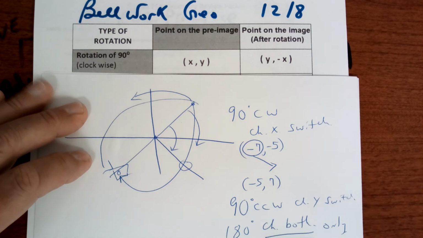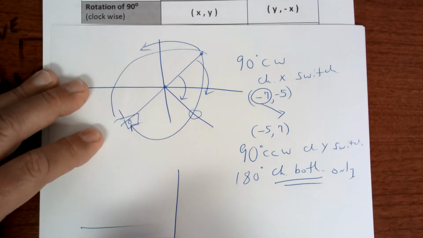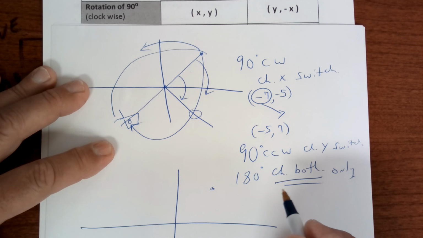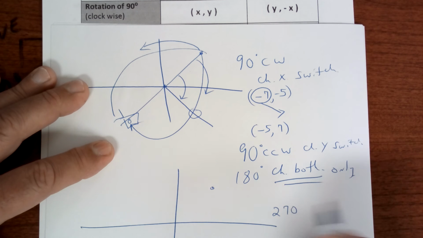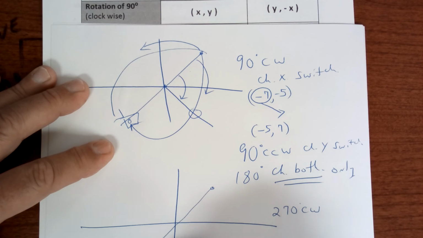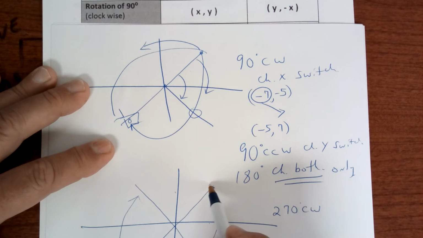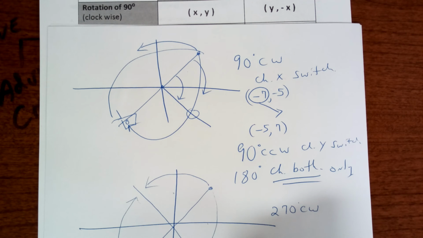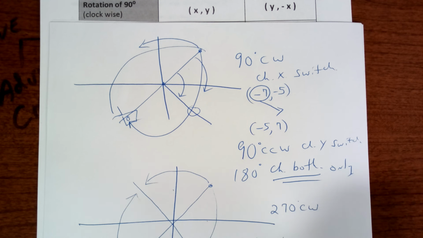In 270, if you look here, let's say the point's here, and you want to go 270 degrees clockwise. Well, let's make this into 90s, like that. 1, 2, 3, 4. So 270 clockwise would be over here, which essentially is 90 degrees counterclockwise. So that one you would change the y and switch.